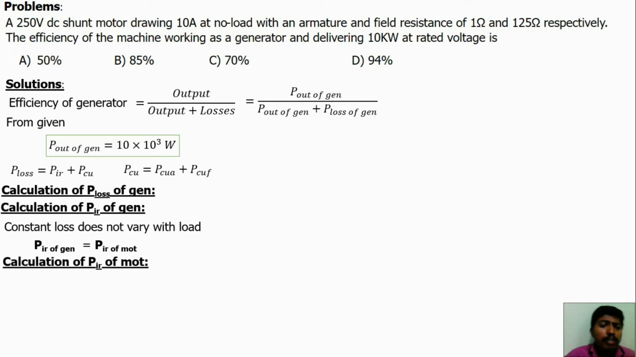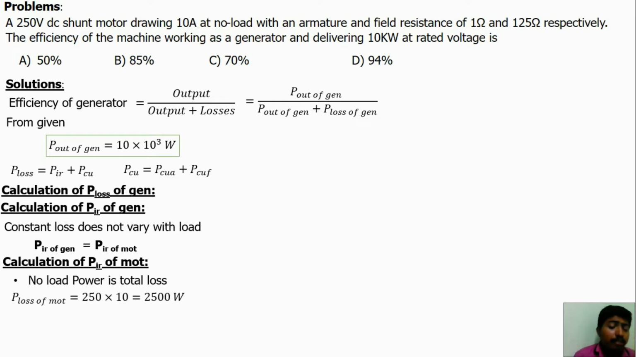Here no load voltage and no load current are given, so we can find the no load power. No load power is equal to total loss of motor. Total loss of motor is equal to V into I, 250 into current 10, so 2500 watts. P loss of motor is known. If we find the PCU, copper loss of motor, we can find the iron loss of motor. Now we will calculate the copper loss of motor.